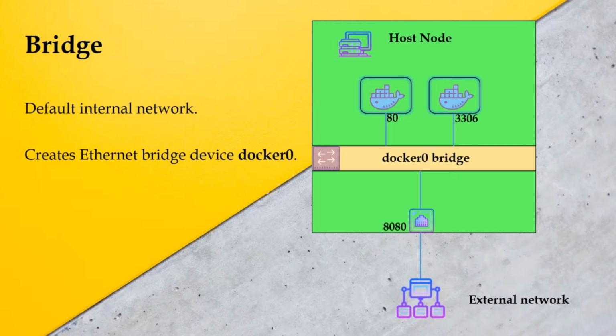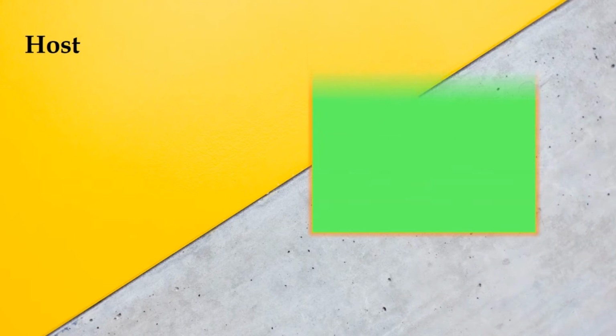A bridge network uses a software bridge which allows containers connected to the same bridge network to communicate. The Docker bridge driver automatically installs rules in the host machine so that containers on different bridge networks cannot communicate directly with each other.